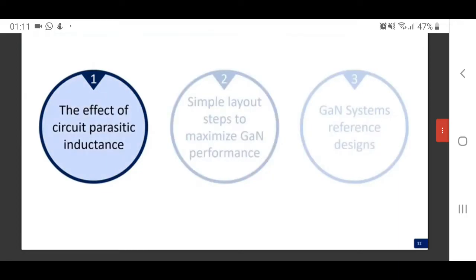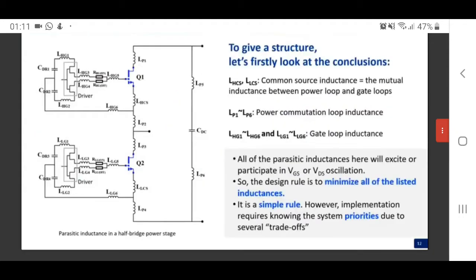Let's look at the first topic. This is a list of the parasitic inductance in a power stage. To give a structure to this section, let's look at the conclusions first. Generally speaking, the inductance can be divided into three categories: the power loop inductance, the gate loop inductance, and the mutual inductance between the power loop and the gate loop. We usually call it common source inductance.